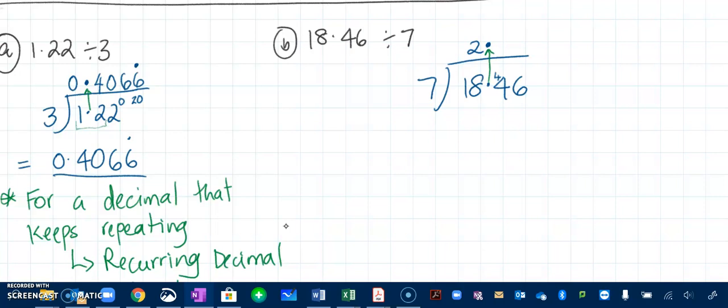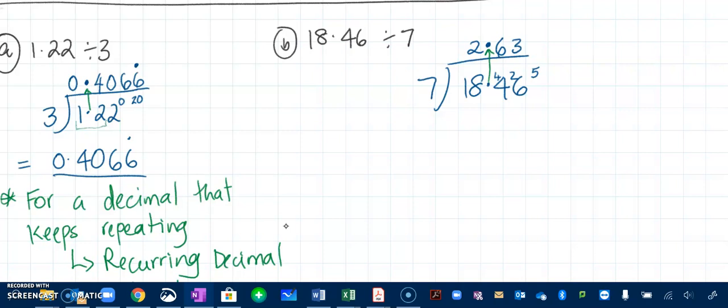7 goes into 44. How many times? Ask ourselves. 7 times 7 is 49. So no. Let's go 1 down. 7 times 6 is 42. So out of 44, 2 is remaining. Goes next to the next digit, which makes it 26. Okay, 7 4s are 28. So we go 1 down. 7 3s are 21, and there's 5 remaining.